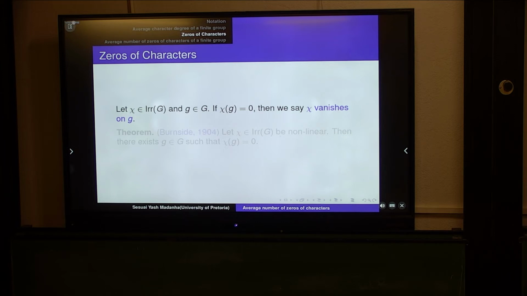If you have an irreducible character of a finite group and an element g, and the character value is equal to 0, then the character vanishes on g, and this becomes a zero of the character. So on that element, if you look at the character table, we expect to see 0. Those are the zeros of characters. That's where they're coming from.